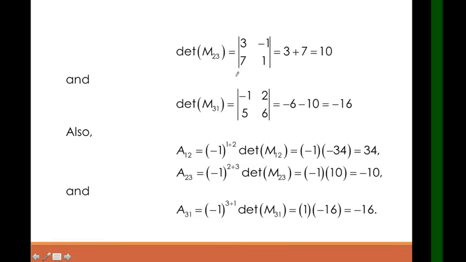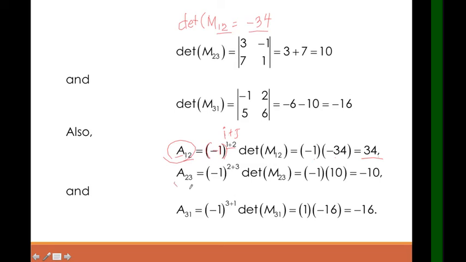Ang M12 natin, determinant ng M12 natin na pinakita ko is negative 34. Ngayon, si A12 natin, may formula siya na negative 1 raised to row plus column, so I plus J. So, 1 plus 2, 3. Negative 1 raised to 3 is negative 1. So, negative 1 times negative 34 is positive 34. Therefore, A sub 12 is positive 34.